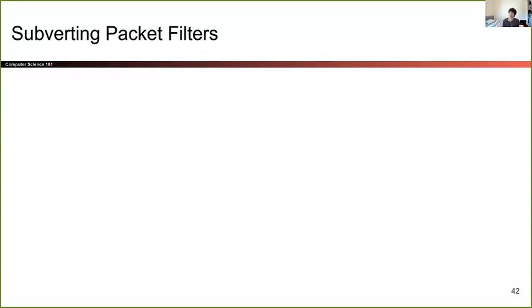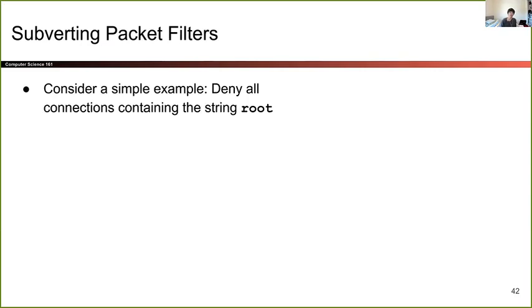So we're talking about packet filters. We have a lot of ways to subvert them. Let's talk about another simple example. Deny all connections that contain the string root at all. We're going to say that we deny packets that contain any sequence of the bytes R, O, O, and T. So if at any point we see an R, an O, an O, and a T in this packet, then we'll just say, nope, this packet's not allowed through.